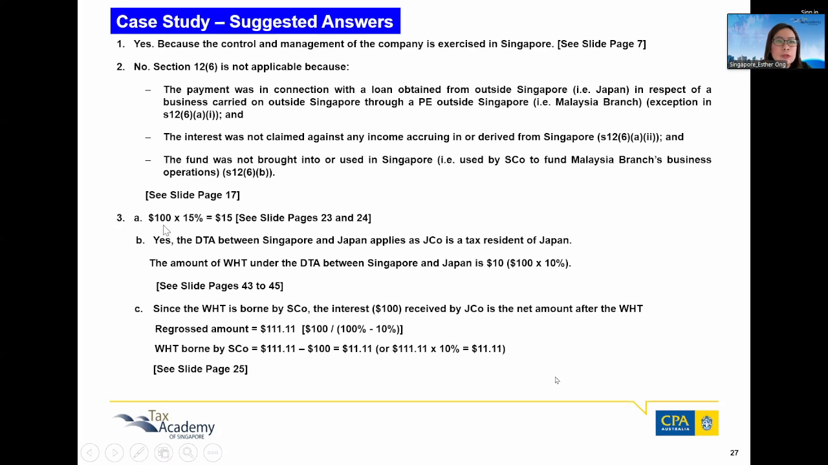So for part 1, based on the domestic withholding tax rate, the final withholding tax rate for interest would be 15%. So it's very straightforward. You take $100 of the interest and multiply by 15%. So the answer is $15 withholding tax based on domestic law.